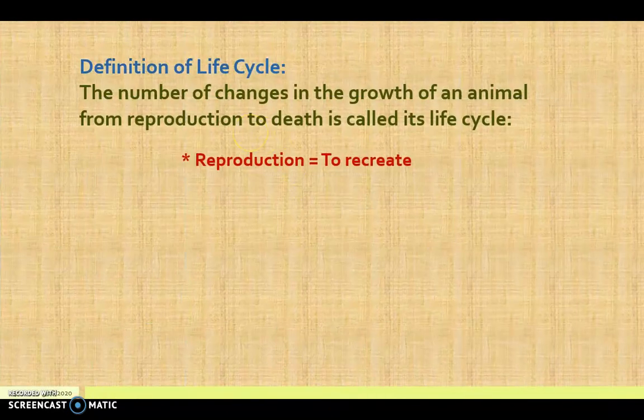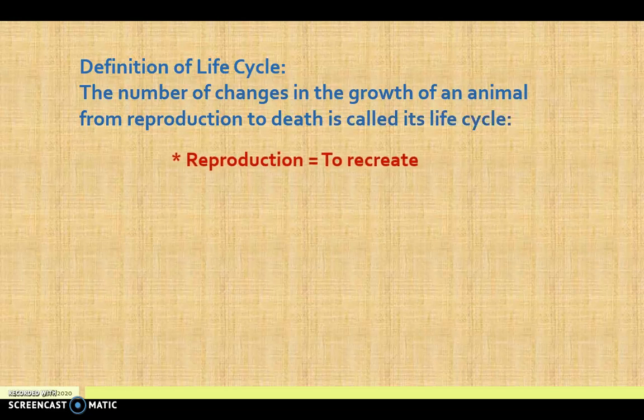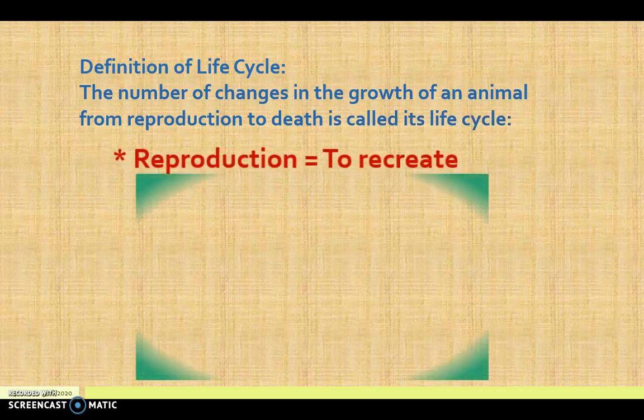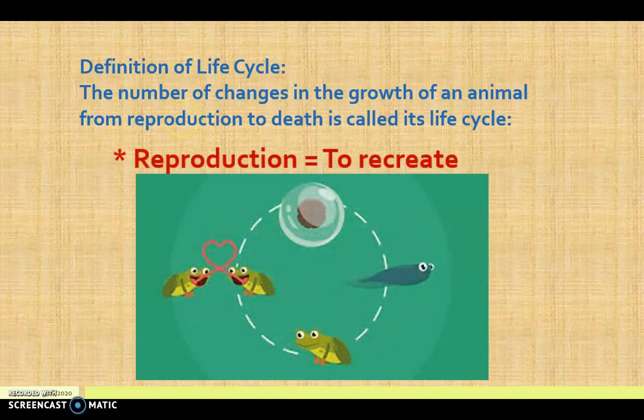The definition of a life cycle is where you see number of changes in the growth of an animal from reproduction to death. Reproduction means to recreate or produce young ones or babies.